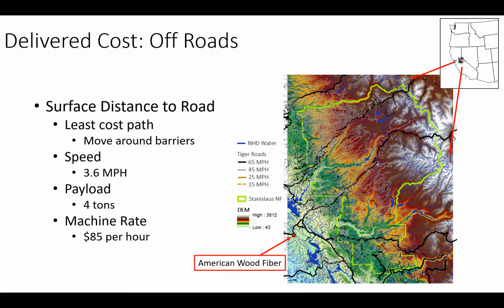And from that digital elevation model and those barriers, what we're really calculating is surface distance and the least cost path to move material on the landscape around whatever barriers we've spatially defined to a road segment. In addition, we're calculating a speed, a constant speed in this case for a simple example, but we could spatially depict that, and we could do the same thing with the payloads. In this case, 4 tons of bone-dry mass that the skidder can move, and a machine rate of $85 per hour.